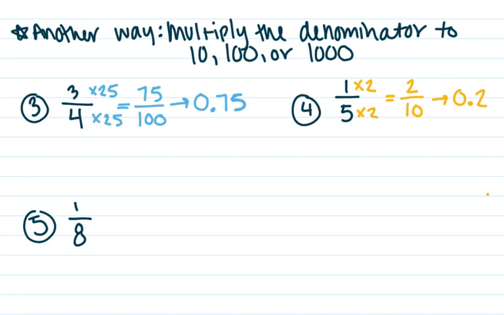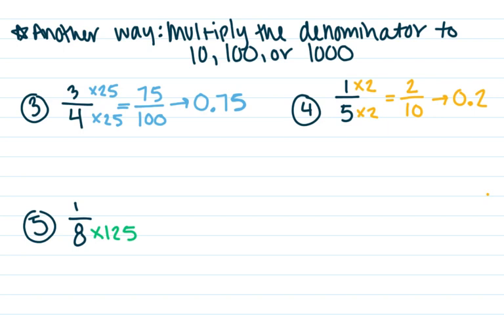Now number 5 is a little trickier, 1/8. When I think about multiplying to get to 10, nothing times 8 gives me 10. Nothing times 8 gives me 100. And I happen to know that something times 8 will give me 1,000. That number is 125. So that one's kind of tricky. That one's kind of hard to remember. But there is a big enough number to multiply it up to get to 1,000.